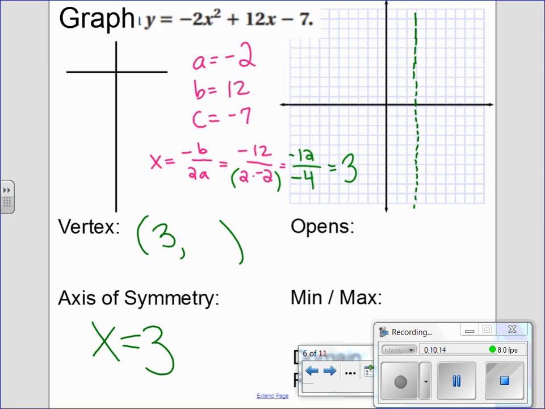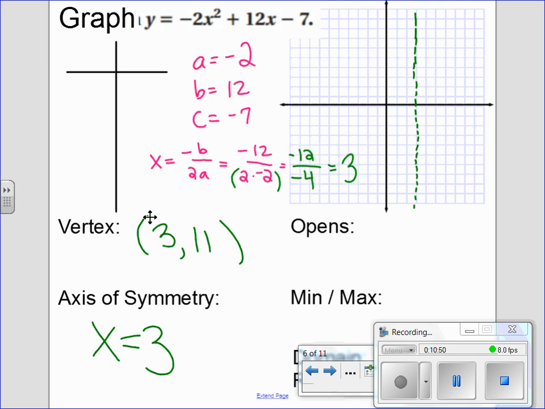Alright, to get the y coordinate of the vertex, you'll take the 3 and you'll go back to the formula. You plug that 3 in here, and it'll help you calculate out the vertex. So it'll be -2 times 3 squared. You can type this all in at once, plus 12 times 3 minus 7. So plugging the 3 in for x, both places. Make it 11.